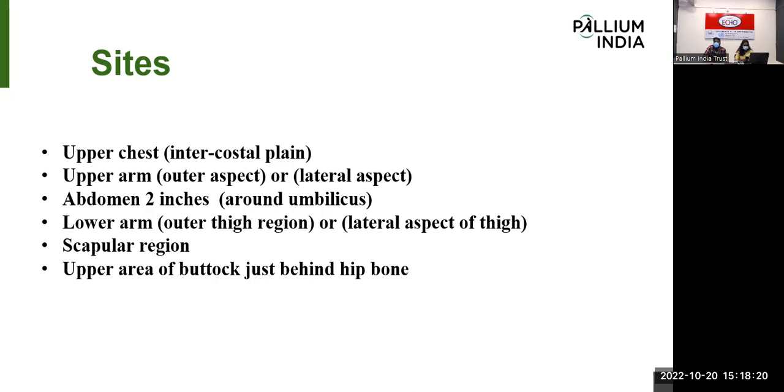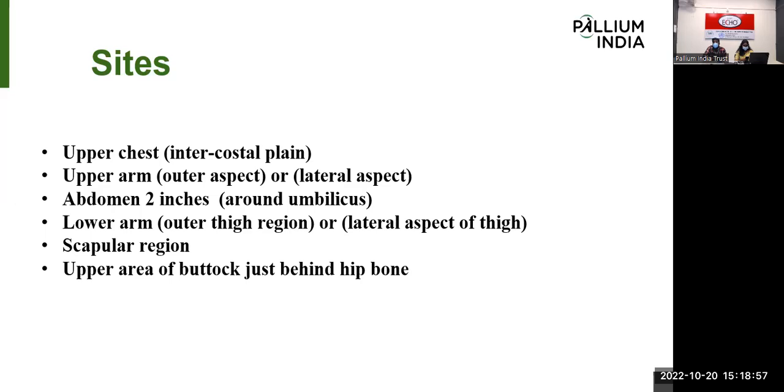Then abdomen means 2 inches around the umbilicus. We can give the subcutaneous injection in the abdomen. Abdomen is mainly practiced when patients take insulin themselves; so many patients choose the abdomen, the umbilical area. Then lower arm means lateral aspect of thigh or outer thigh region. In the lower limb we can give the subcutaneous injection.